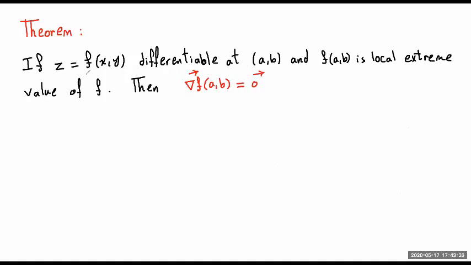Theorem: if the function z equal f(x,y) is differentiable at a point (a,b), and if the value f(a,b) is a local extreme value, this means a local maximum or local minimum, then the gradient of the function will be 0. Because if it's a local minimum like this, the tangent plane here will be horizontal, so the gradient will be 0. And if it's a local maximum, it's also the same.